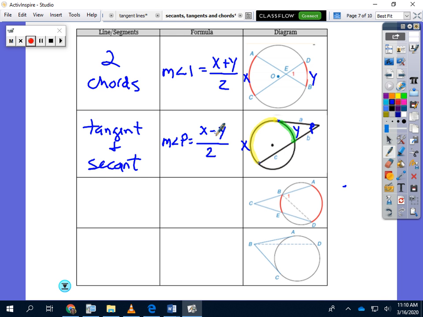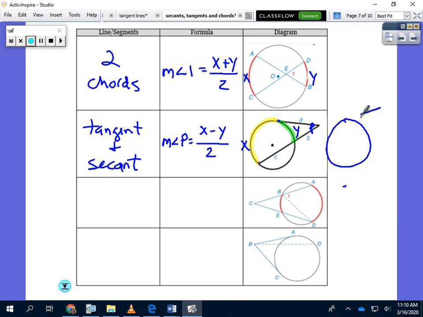A couple problems you might run into with this. What if I'm given this arc and this arc, and I need to find the angle? Well, think about it. You know all the arcs add up to 360. So if you know this arc and this arc, just subtract their sum from 360 to get this one, and then you can use the formula.